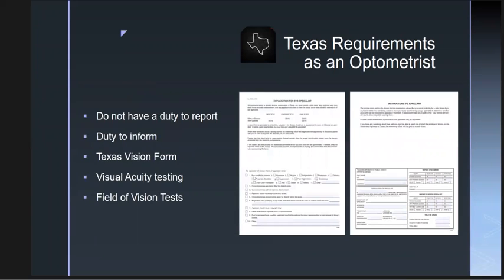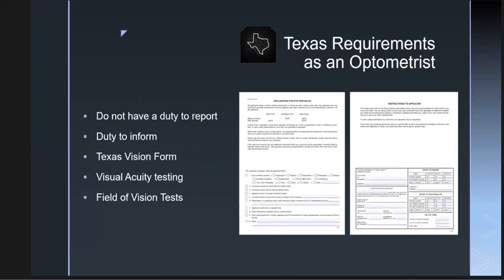As an optometrist in Texas, we do not have the duty to report. So if a patient comes into us and no longer meets the criteria to drive, we do not have to physically take that license away or report them to the DMV, police, or any other state association. That being said, as a medical professional, we do have the duty to inform the patient that they no longer meet the requirements to drive and have that tough conversation.